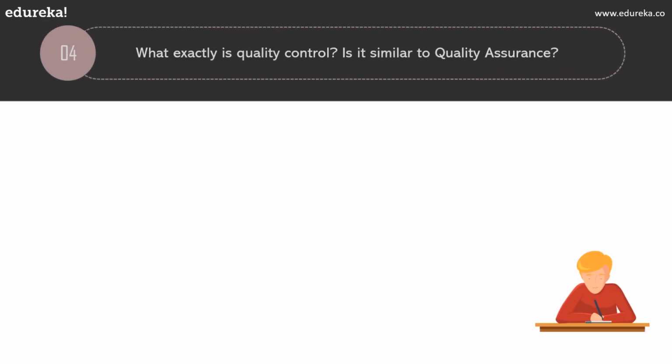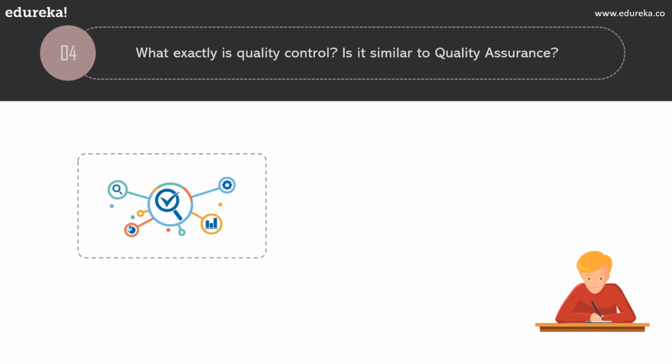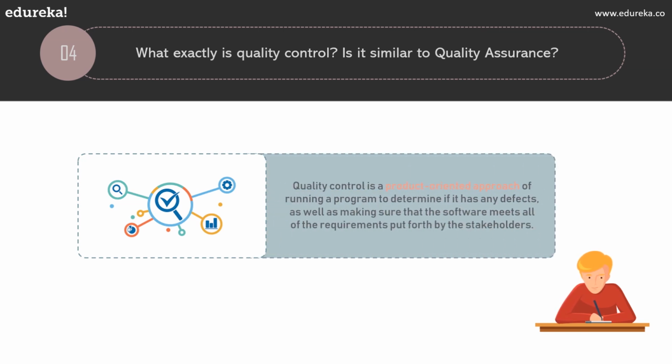Next question that we have is, what exactly is quality control? There are different terms that are associated with quality when we are referring to software. You have quality control, quality assurance, and many more. So what exactly is quality control? Well, quality control is a product-oriented approach of running a program to check if it has any defects.